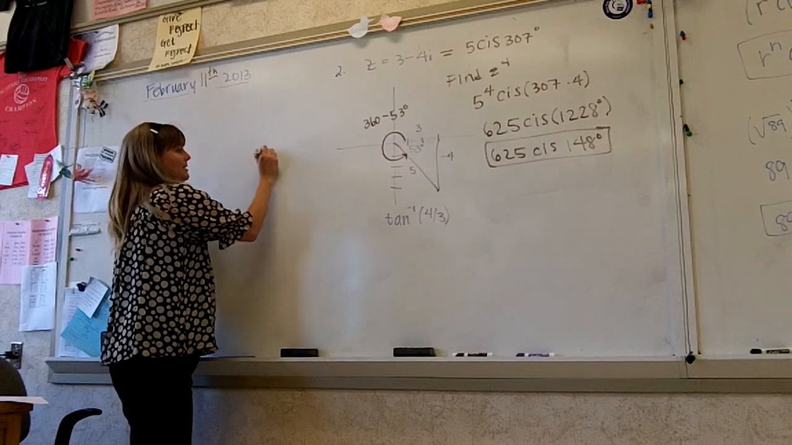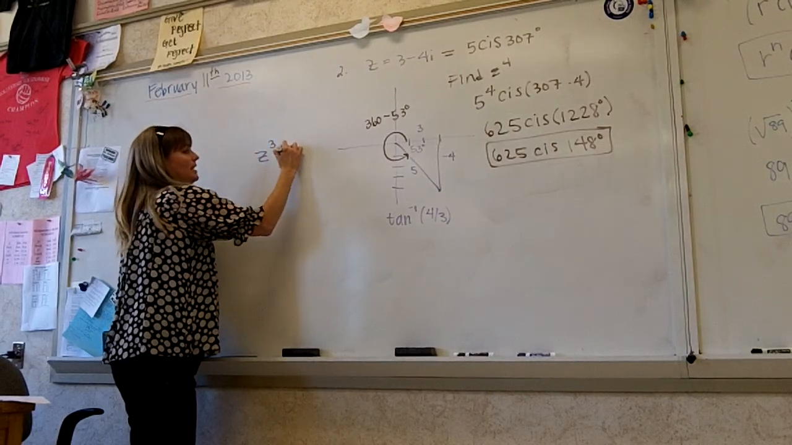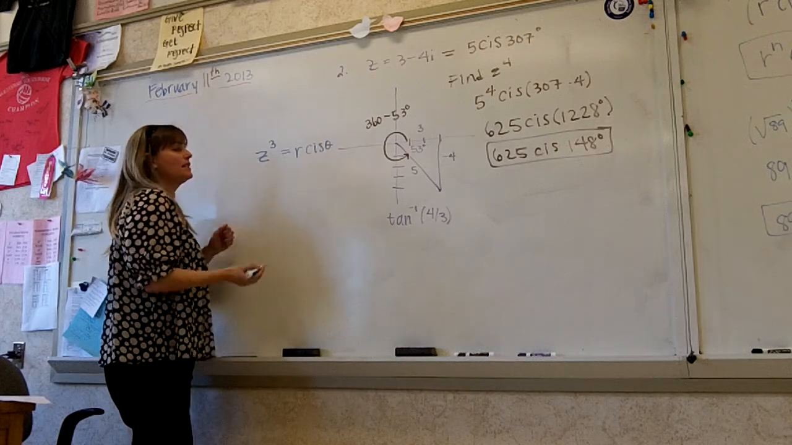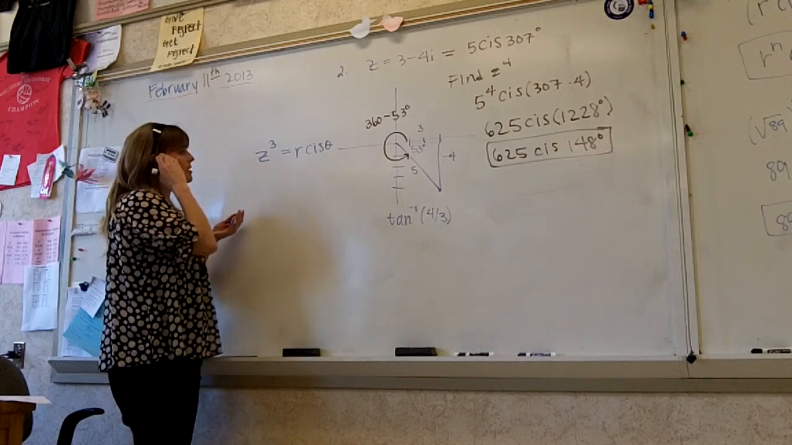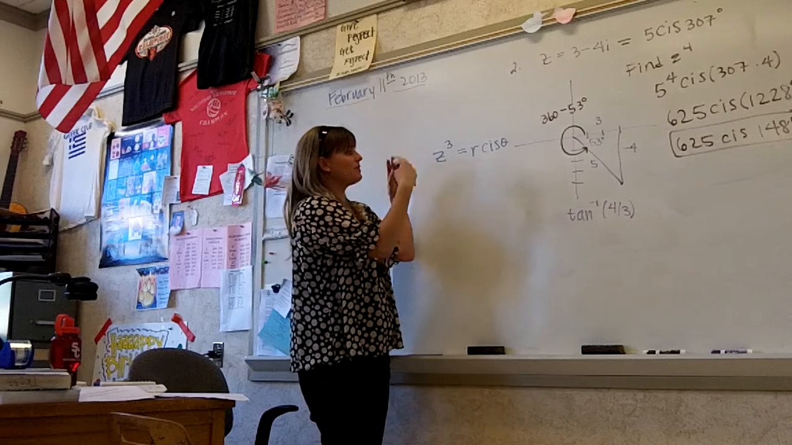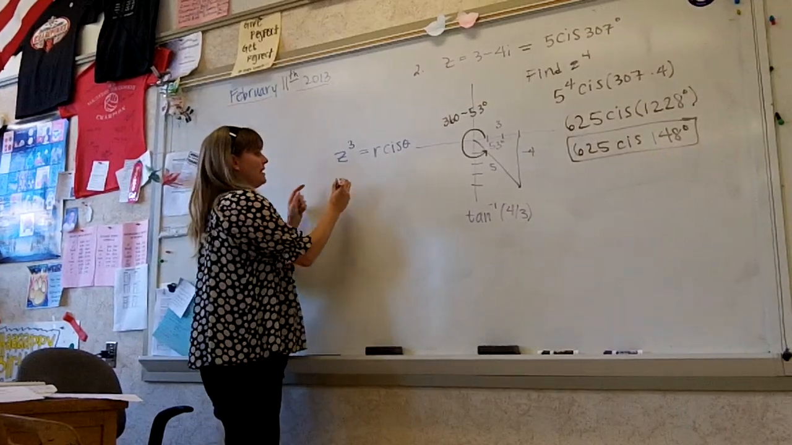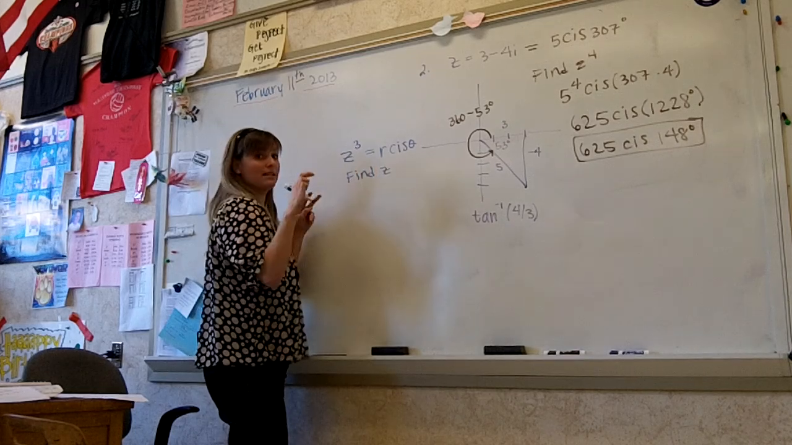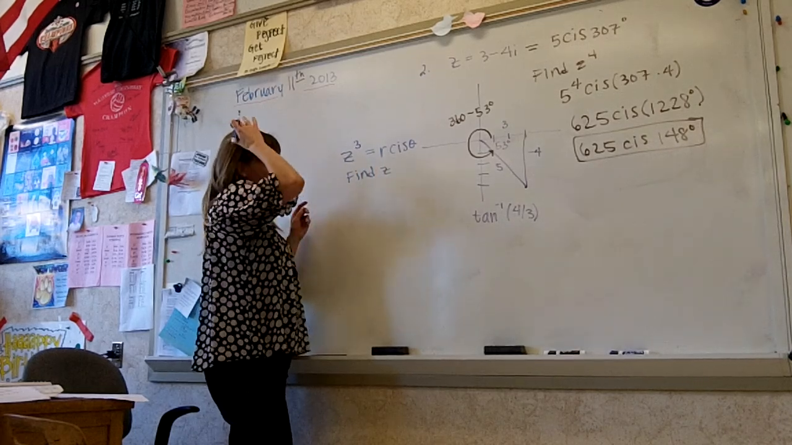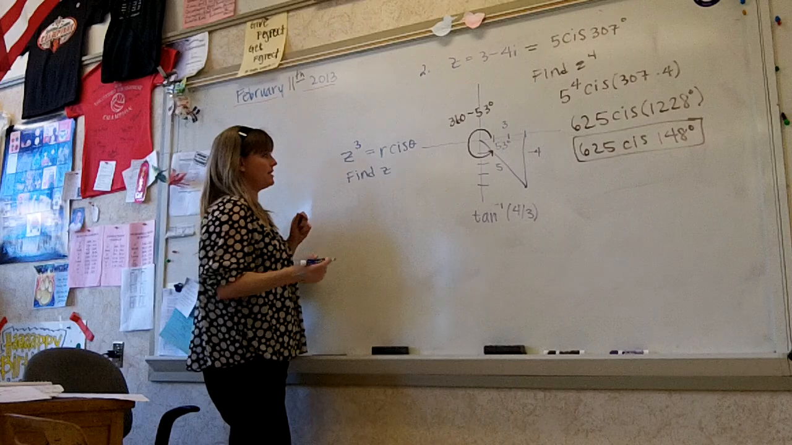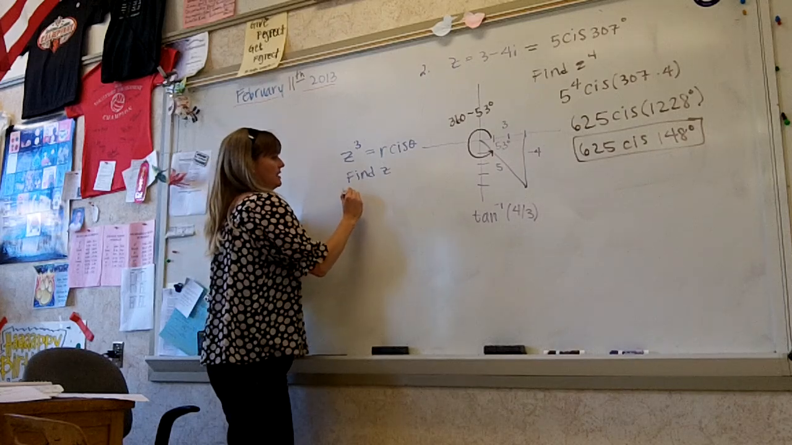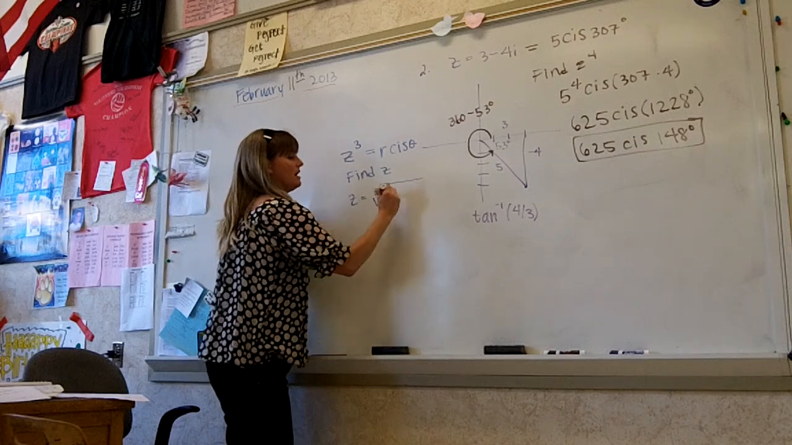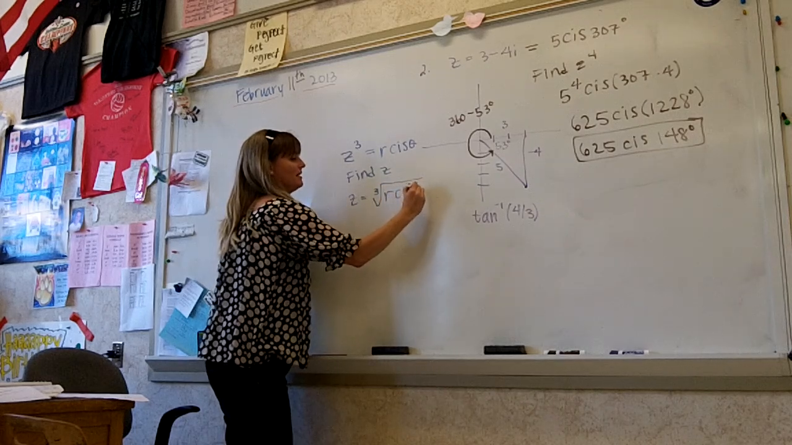Now, DeMoivre's theorem is really good for raising numbers to powers, but a lot of times maybe I have something like z cubed equals r cis theta. So in order to solve this problem, I would have to work in reverse. That would mean that if I wanted to find z, my complex number z, z would be equal to the cube root of whatever that thing is.